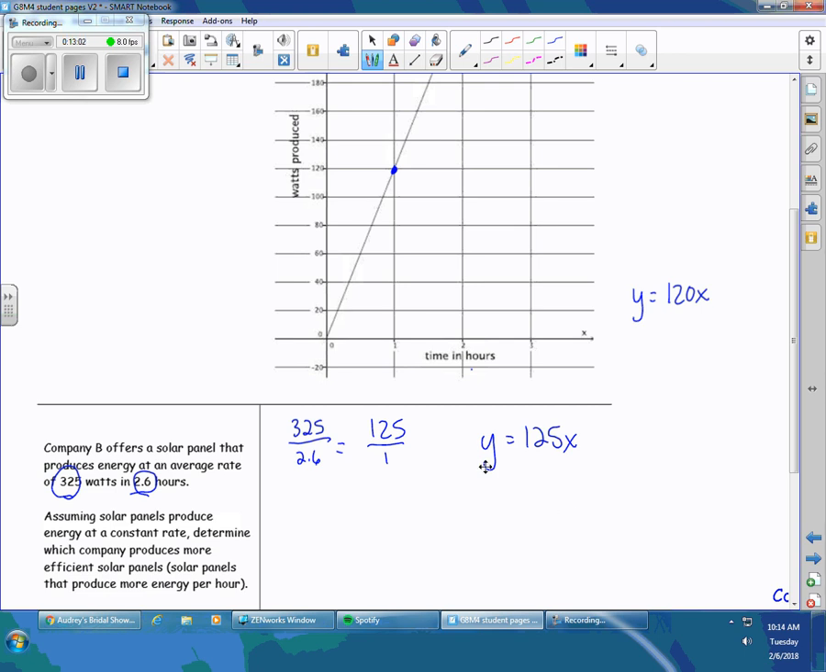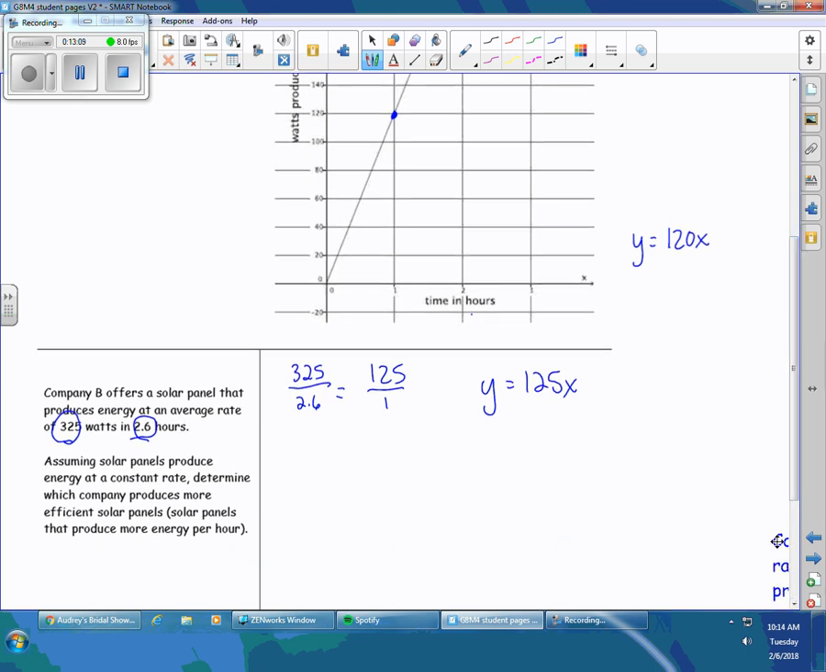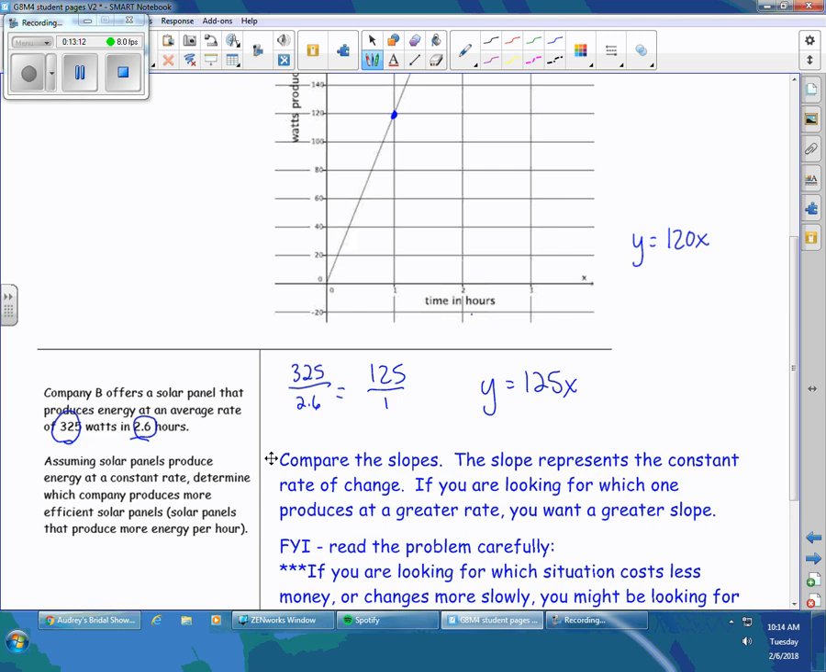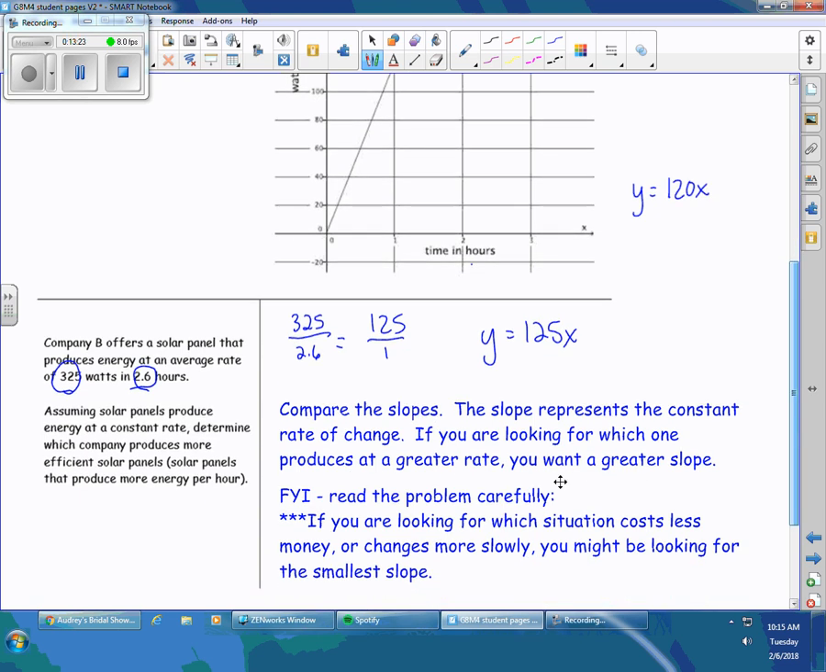That's more energy per hour. So if 125 is greater than 120, company B is producing at a higher rate. Compare the slopes. The slope represents the constant rate of change. If you're looking for one that produces at a greater rate, you want the greater slope. You're going to have to be cautious to make sure that you're reading the problem carefully. If you're looking for a situation in which the cost is less or it changes more slowly, you might be looking for a smaller slope. But here, I'm going to choose company B because company B has a higher rate of change per hour.